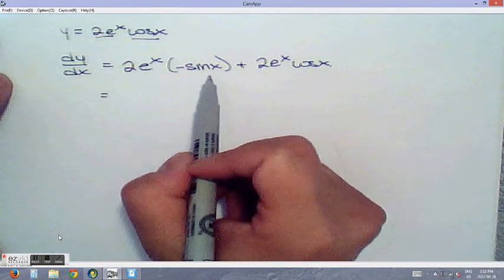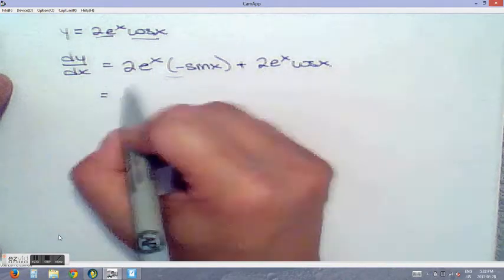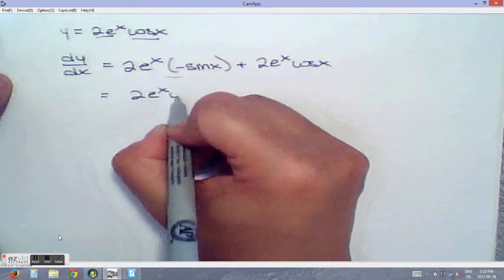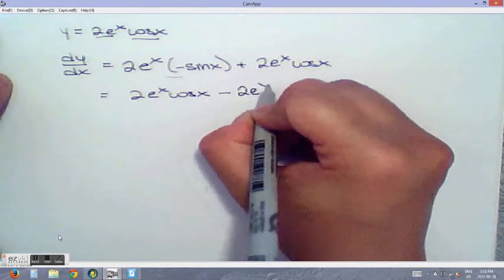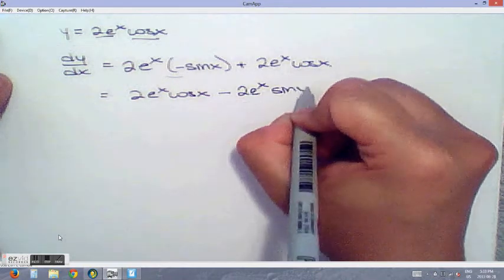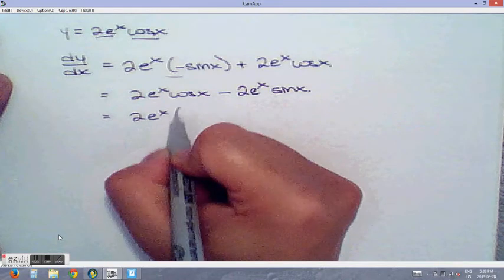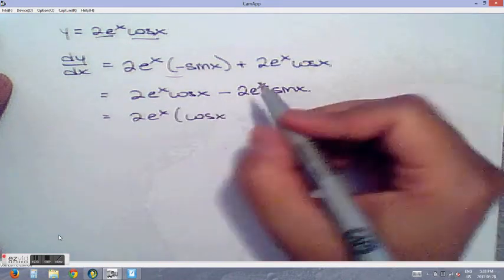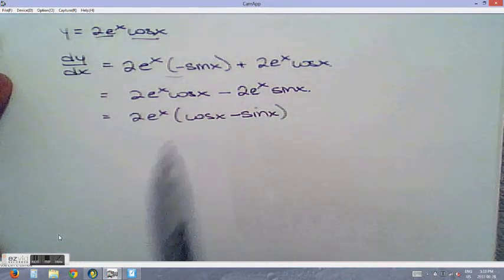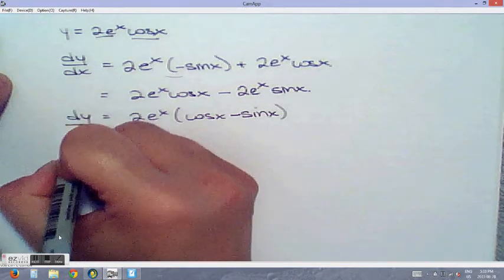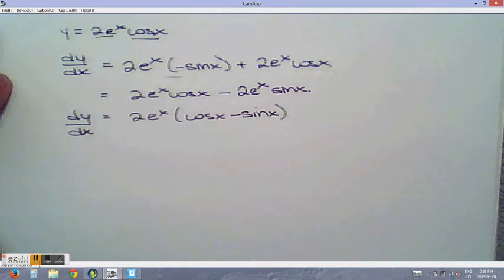So just rewriting this, all I'm going to do now is take this term and put it behind and bring this forward. So 2e to the x cosine of x, minus 2e to the x sine of x. And I can factor out a 2e to the x from both terms, which will leave me with cosine minus sine of x. Unfortunately, I can't really reduce that any further. I don't think there are any identities that I can use there, so I'll just leave that alone.